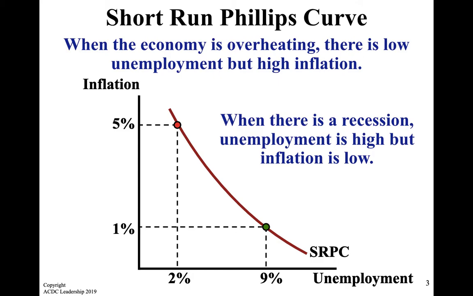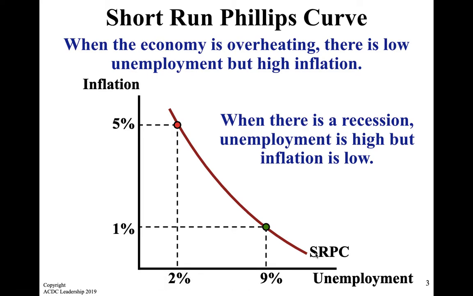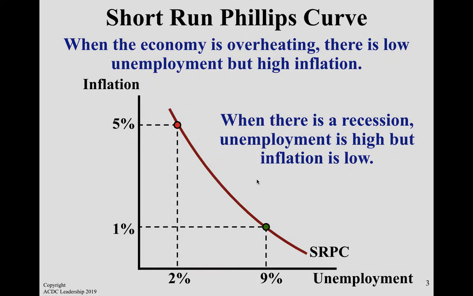So in a recession, we generally have low prices but high unemployment. And when we're in a boom, or an overheating economy, or in a positive output gap, depending on how they want to call it, we'll have high prices but low unemployment. And that's all in the short run.